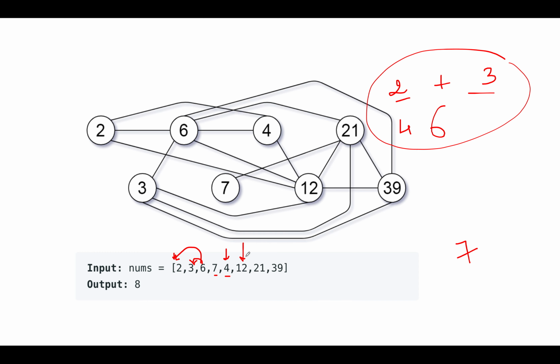Let's proceed ahead. Next we see 12. So let's see where will 12 lie. We have 12, GCD of 2 and 12 is 2. It will definitely be part of this particular island. Let's move ahead. Next we see is 21.